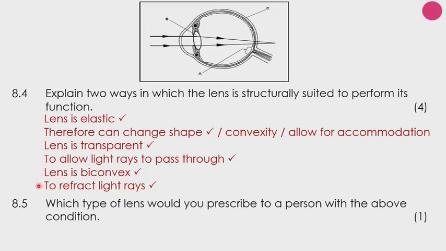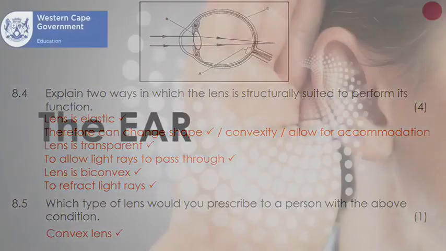And then, as Yolandi explained, what type of lens would you prescribe for someone with far-sighted conditions? If the image is formed behind the retina because of too little refraction happening, we're going to need a lens that will refract even more, and that is a convex lens.